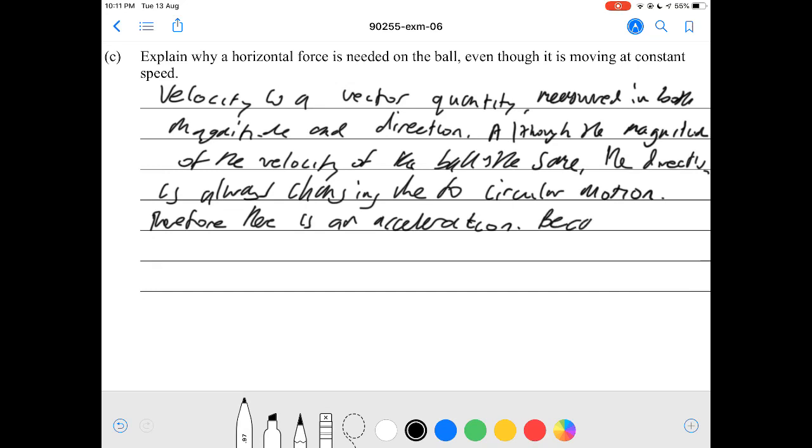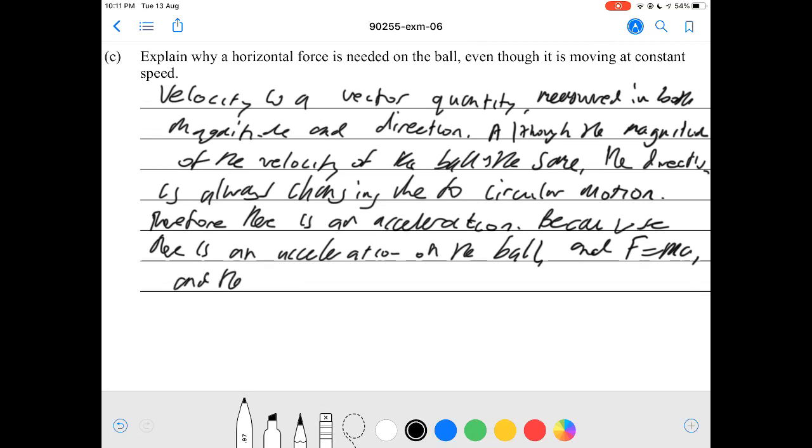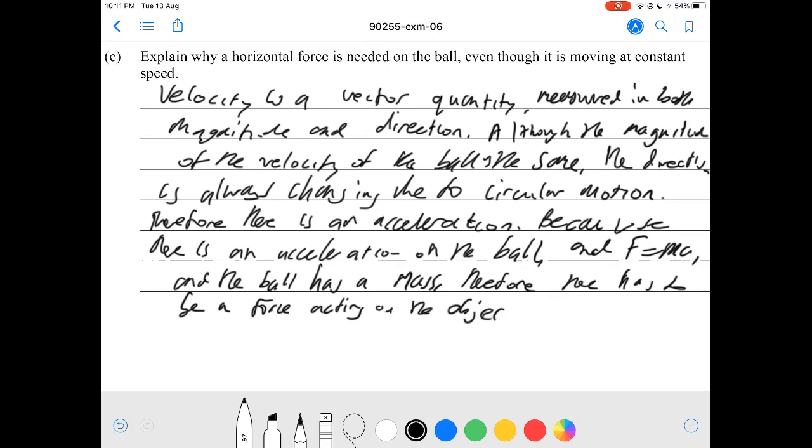So now we say because there's an acceleration on the object, on the ball, and F equals ma, and the ball has a mass, therefore there has to be a force acting on the object. So that's what your answer should look like.